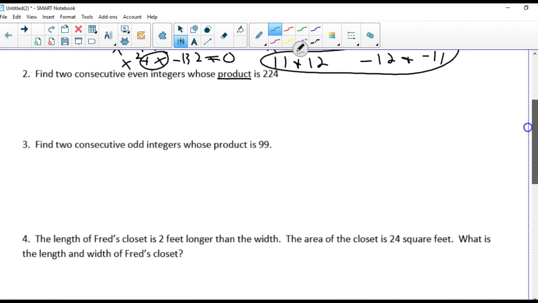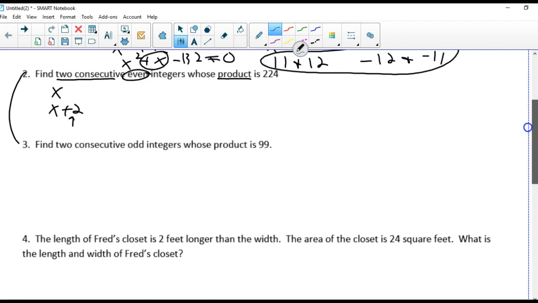Now, talking about product again. Two consecutive, but this time we're talking about even numbers. Now this throws people off sometimes, especially comparing number 2 and 3. Think of two even numbers, 6 and 8, 10 and 12, 18 and 20. Those differ by 2. Okay, but this 2 right here has nothing to do with it being even.